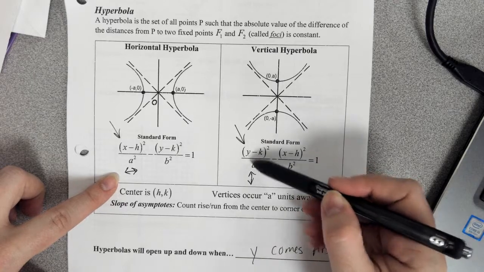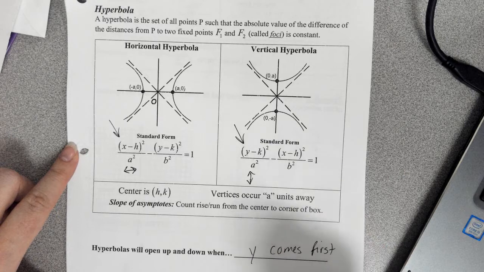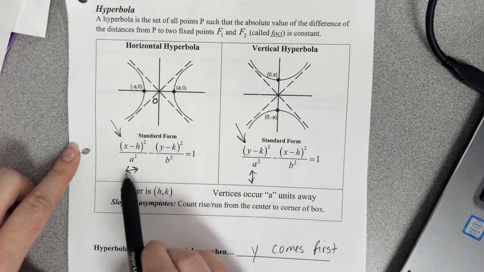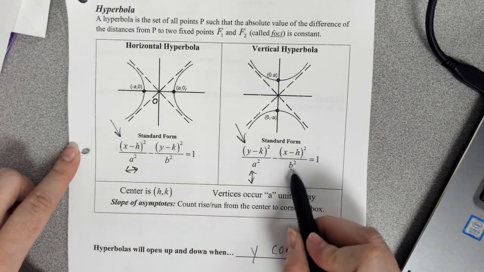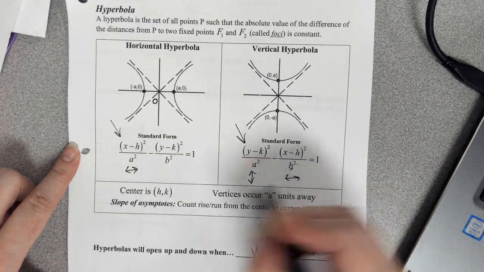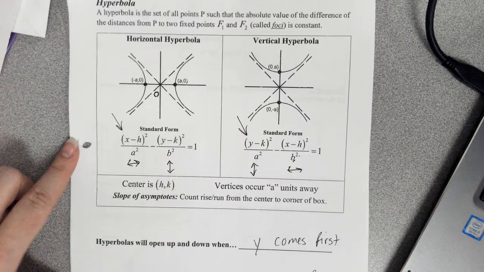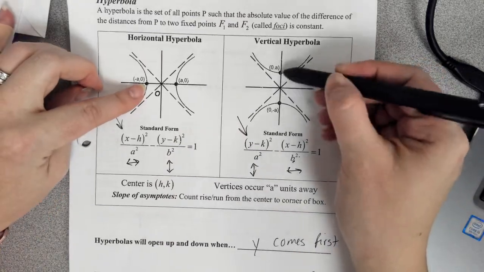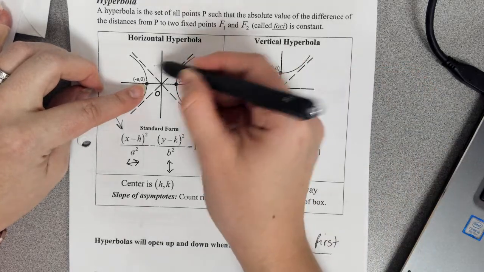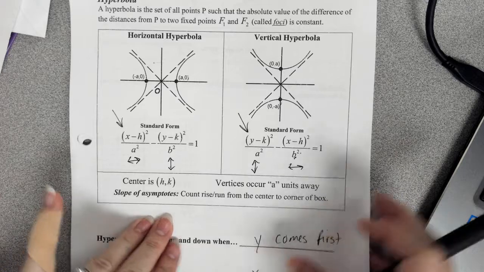So just always look at the variable that this quantity is underneath, and that'll tell you which direction you should count. So again, x, left and right. So here b, whatever b squared square root is, that'll be how far we'll count left and right. And under y, that'll be our up and down direction. All right. When we list our vertices, we're only going to be listing a pair of vertices. We won't be listing all four like we did for ellipses.